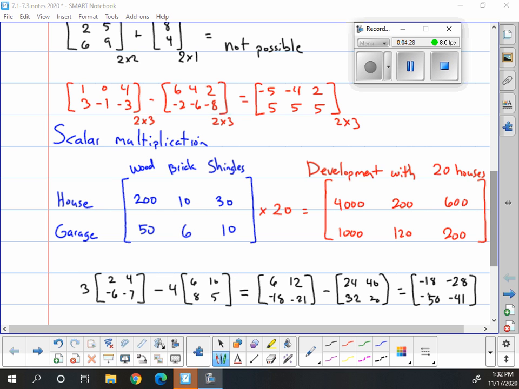All right, hopefully I did that correctly. So here in these 2 steps, I multiplied by the scalar, and then here I subtracted. Okay, that's scalar multiplication.